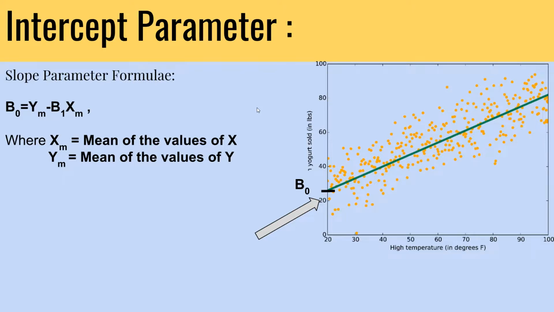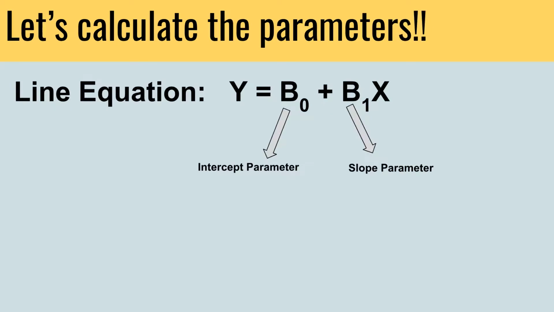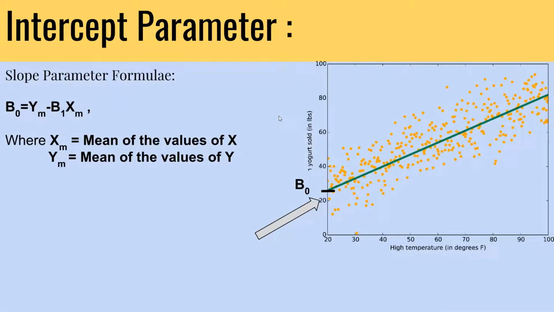Now we come to the intercept parameter. As we already observed in our line equation, y equals b0 plus b1x, if we know the value of b1, it is very simple to find the value of b0. We can simply put this algebraic factor on the left side and subtract b1x from y to get the parameter value of b0, and that's what we do. b0 equals ym minus b1xm.